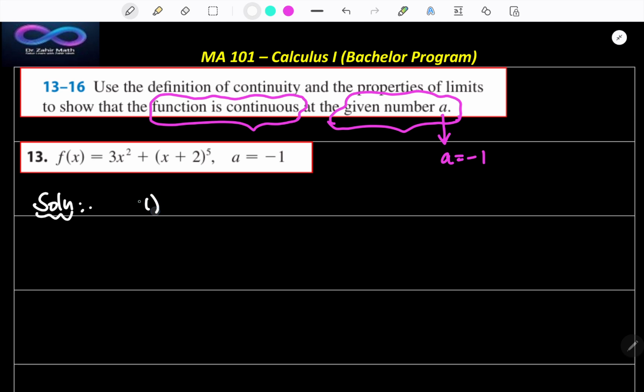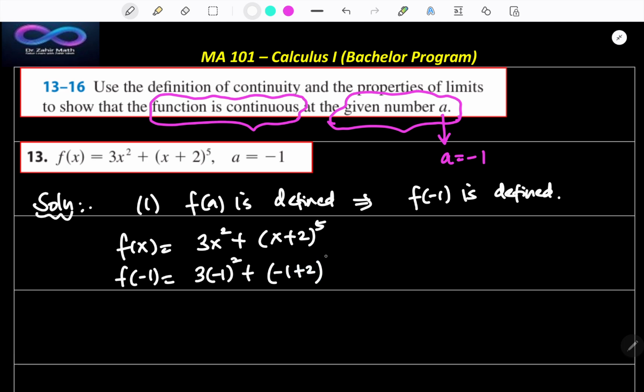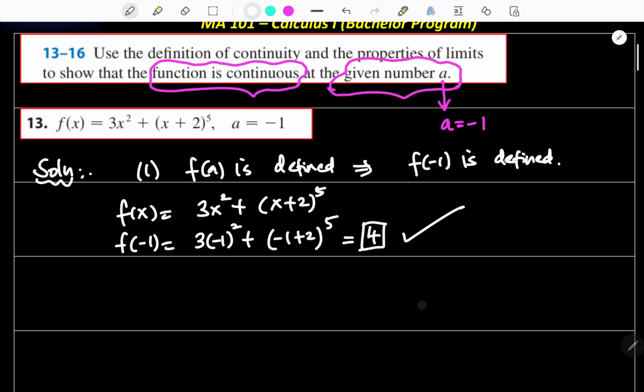What is the first condition I said? The first condition is f of A is defined. That means f of -1 is defined. So what is your f of x? Your f of x is (3x square plus x plus 2) whole power 5. We are going to put f of -1: (3 times (-1) square plus -1 plus 2) whole power 5. So -1 squared is +1, so it is 3. -1 plus 2 is 1. 1 plus 3 is 4. The answer is 4. If you don't know, you can put it in the calculator. Did you get the answer? Yes, so this step is verified.